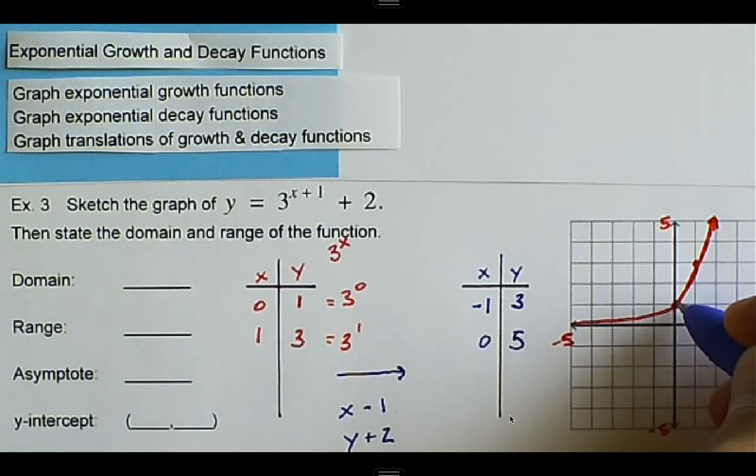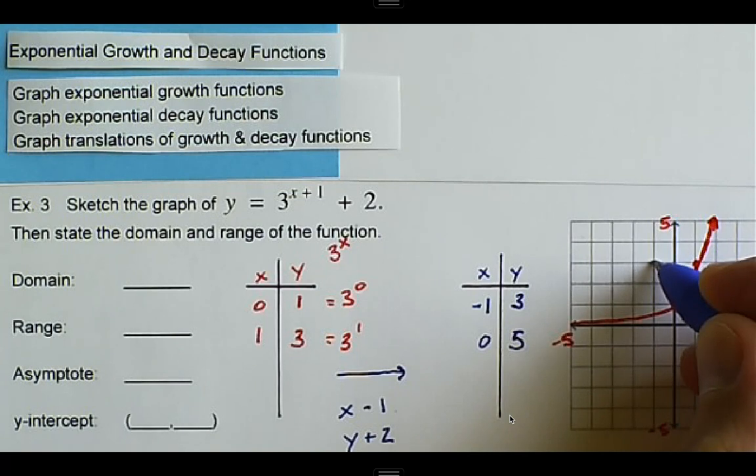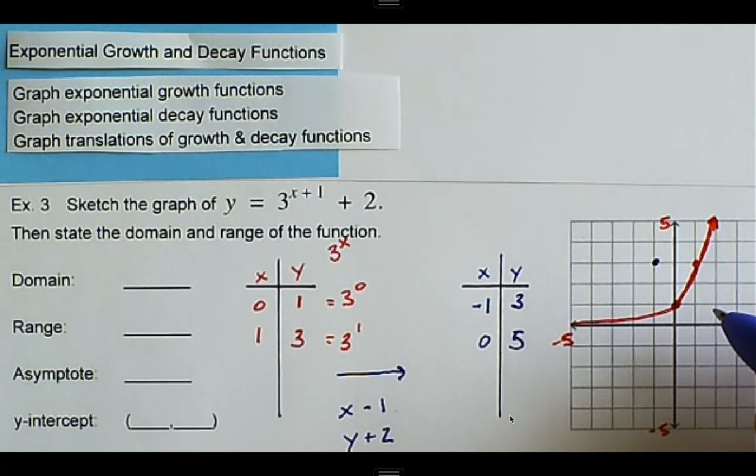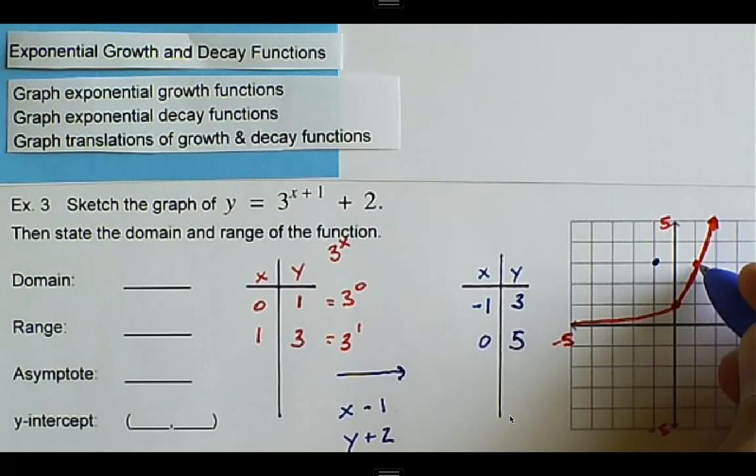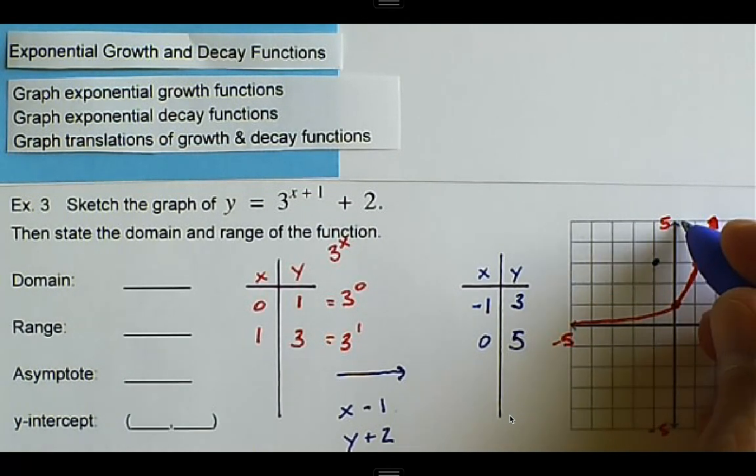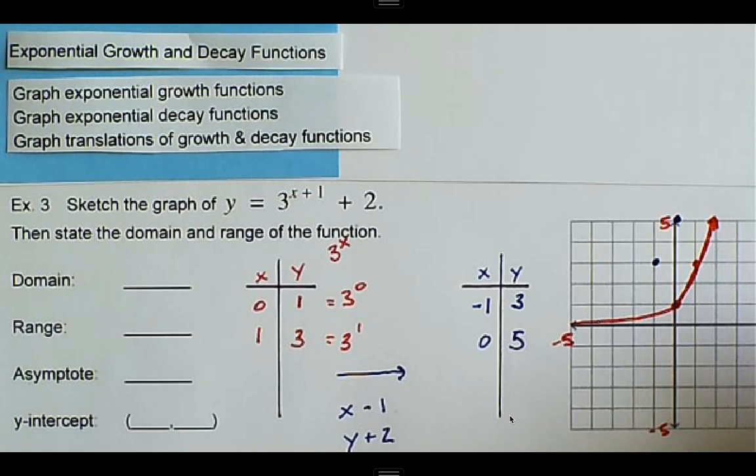Now we put on our transformation, and our point here, which was the point 0, 1, becomes negative 1, 3. So negative 1 and then 3. That's the point right there. And then our next point is 0, 5. So back 1, up 2, 0, 5.